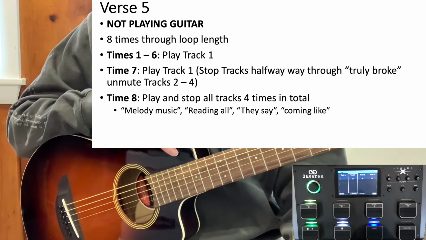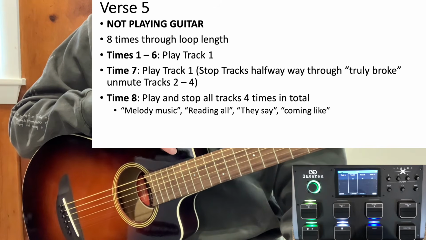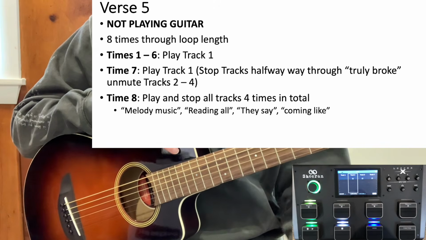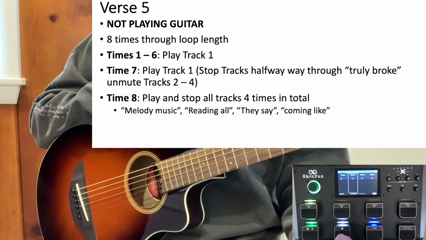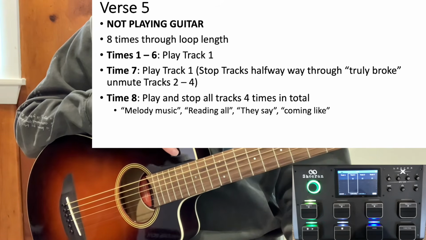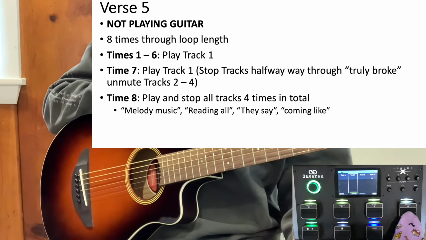On to verse number 5, and you're going to be going through your loop length 8 times in total again. Times 1 through 6, you just have track 1 playing. When you get to time 7, you have track 1 still playing out, but you're going to want to stop this track about halfway through around the lyrics "truly broke." And that's also when you're going to want to unmute tracks 2, 3, and 4.